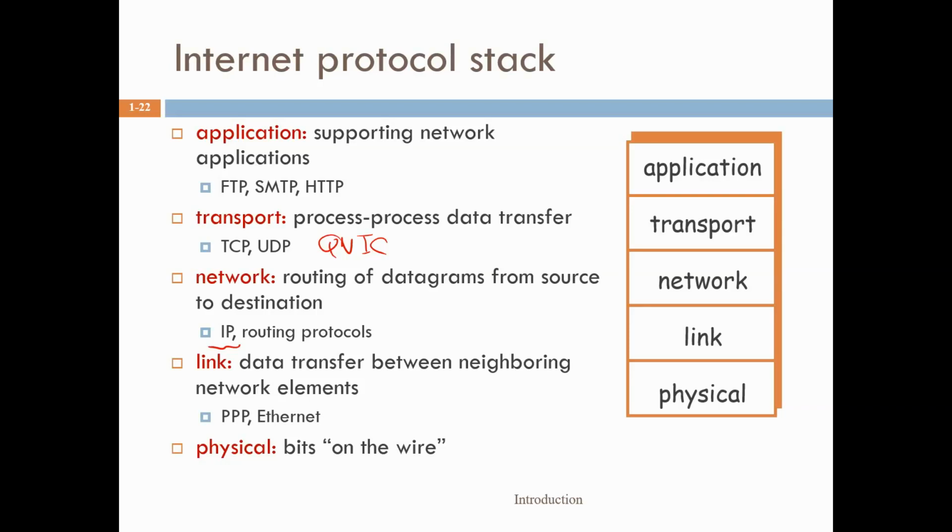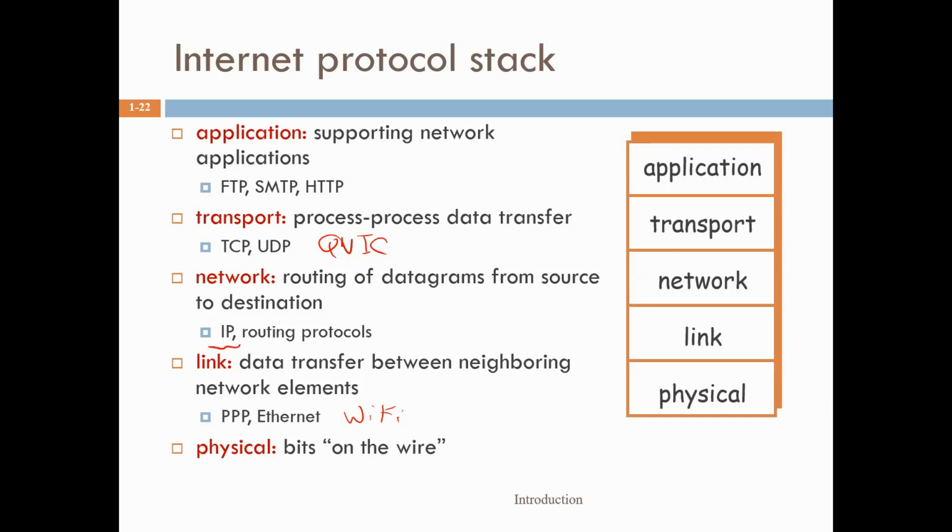The data link layer or the link layer protocols are responsible for data transfer between neighboring network elements, so between one device and the other. And there are several protocols there. There is PPP, which is typically found between routers. You have Ethernet and you have Wi-Fi. There are many different types of protocols found in the data link layer. And then finally, the physical layer is the bits on the wire, transforming ones and zeros to electrical signals and transforming the electrical signals back to ones and zeros in the destination.